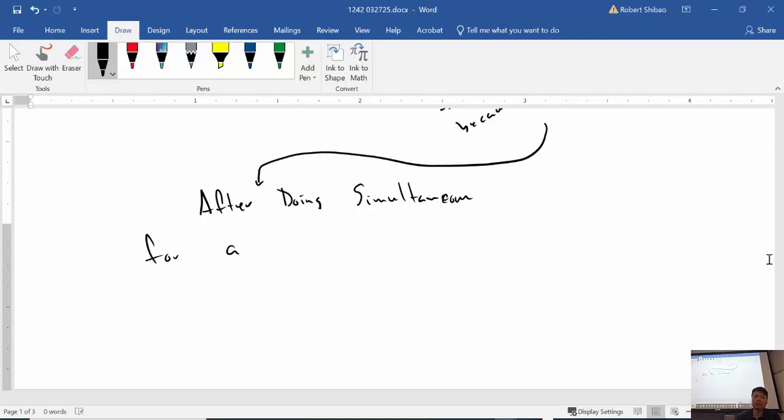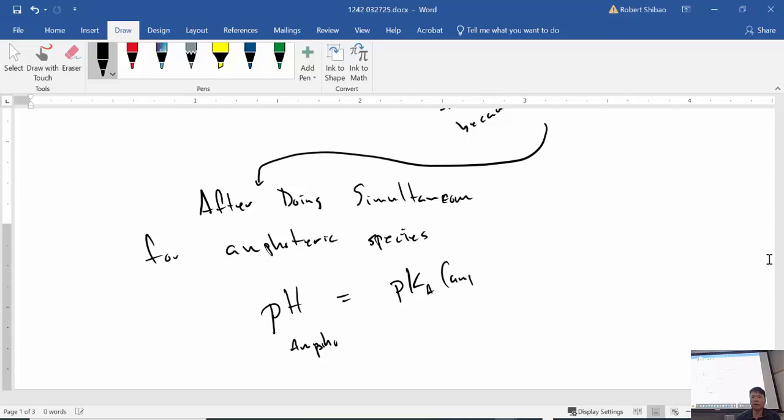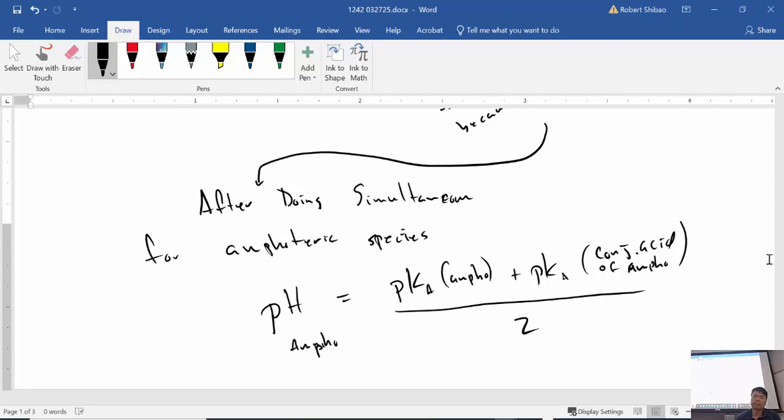For amphoteric species, this only works for amphoteric, because the pH of the amphoteric is equal to the pKa for the amphoteric plus the pKa of the conjugate acid of the amphoteric, divided by 2. And so it turns out to be a very simple equation.